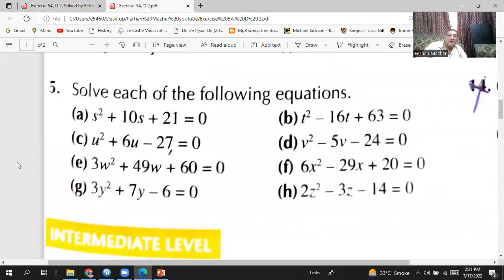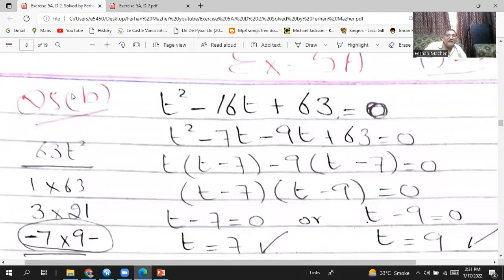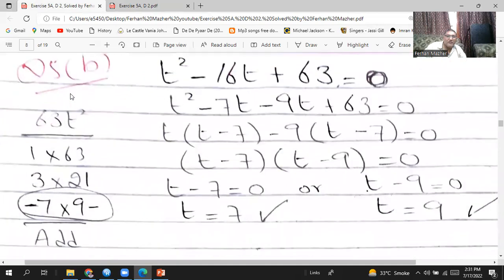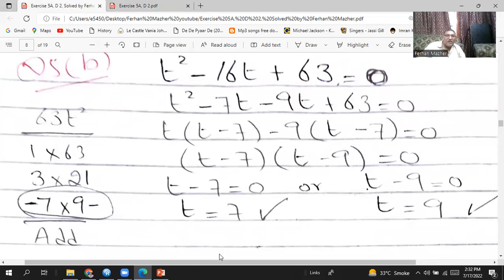Okay. So question number 5 is b part: t square minus 16t plus 63 is equals to 0. So that is the b part. Okay, so t square minus 16t plus 63 equals to 0. So we multiply the extreme terms, and you get 63 t square.